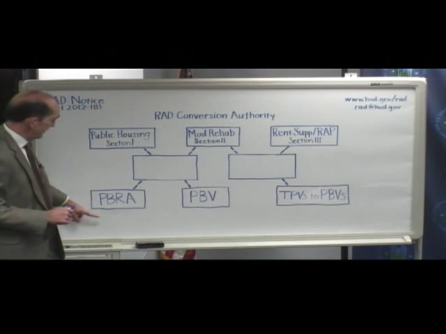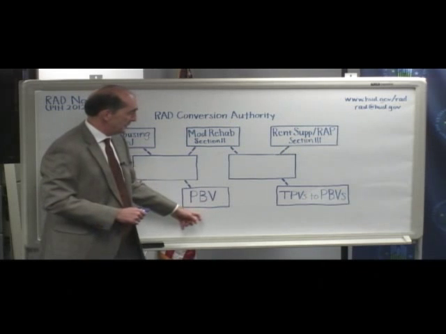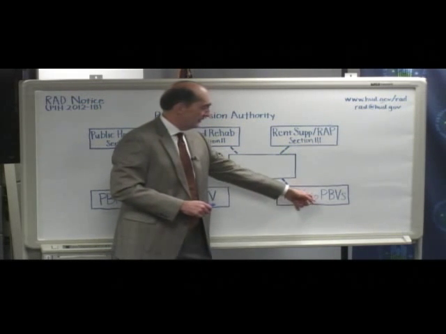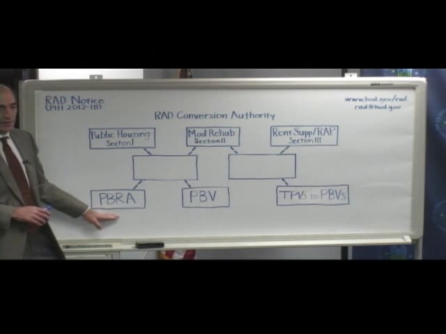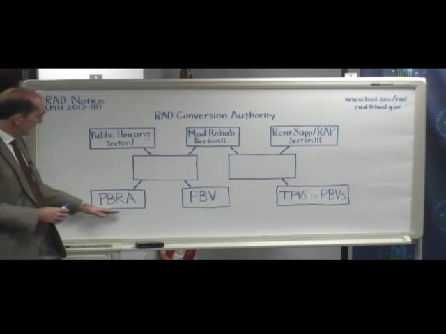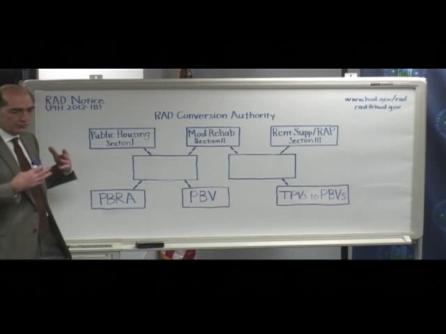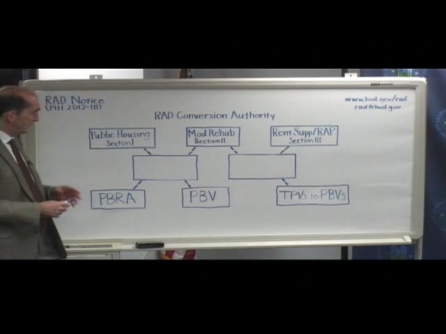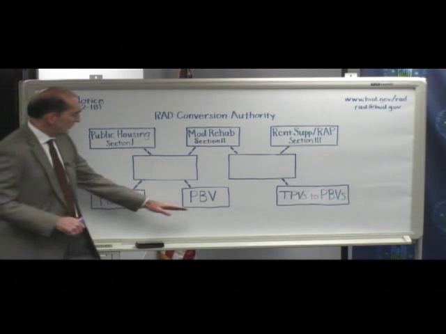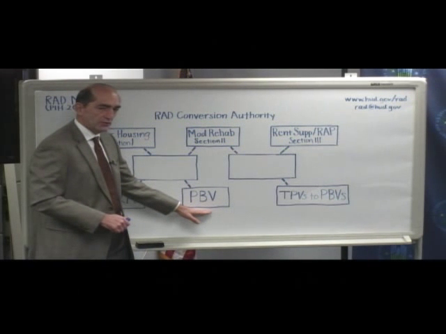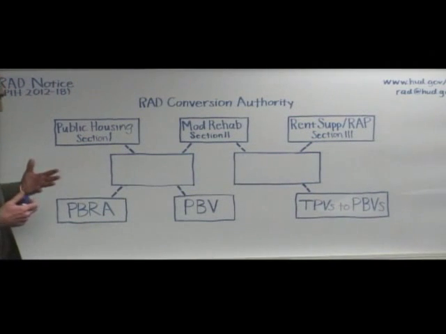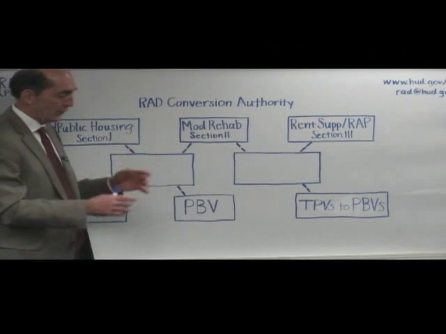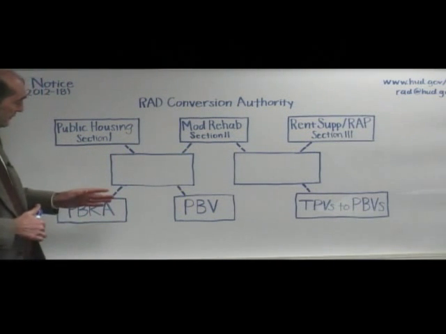And down here I have these boxes, PBRA, PBV, and TPVs to PBVs. PBRA is the acronym which stands for Project-Based Rental Assistance, and what we really mean there is the ability to convert to traditional multifamily housing, housing that's administered by the Office of Housing, whereas PBV is the Project-Based Voucher Program, which is the component of a housing authority's voucher program where today they can convert 20% of their vouchers, or take 20% of their vouchers and attach them to specific buildings.